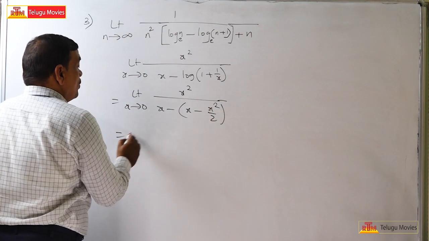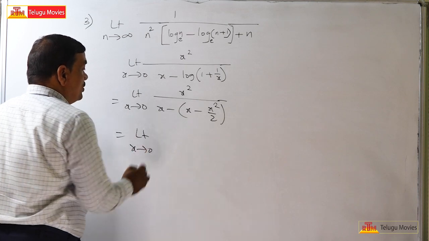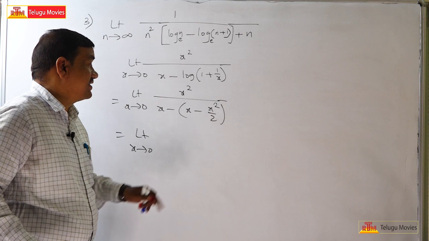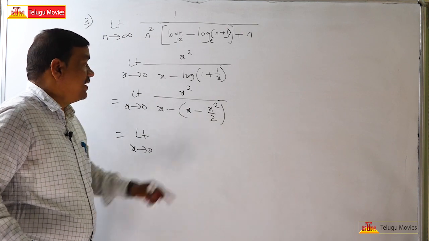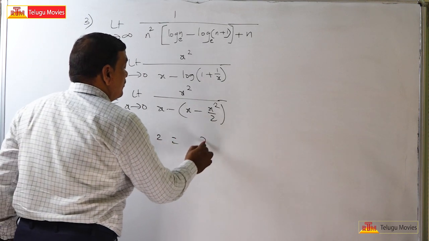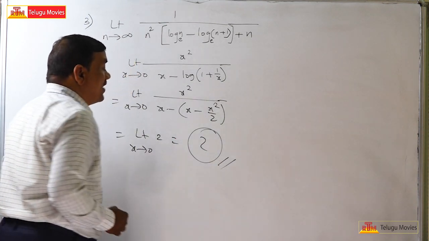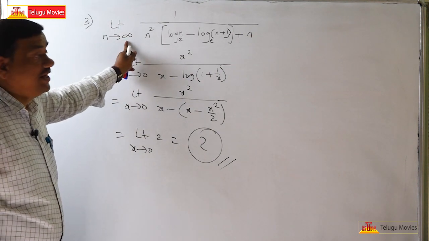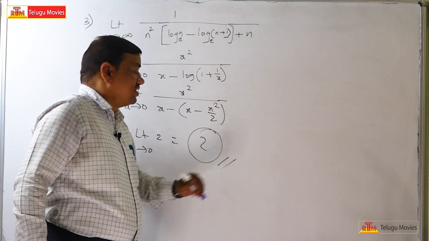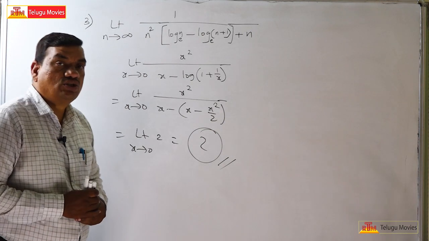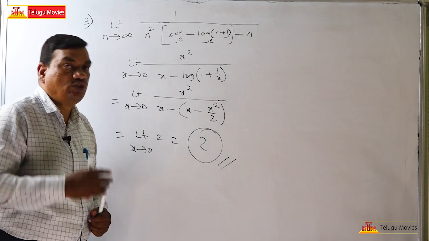So this is equal to limit x tends to 0. See here, x minus x cancel, minus into minus plus, x square cancel, 2 will come. So therefore 2 is the final answer. So the limit n tends to infinity, the value of this function is equal to 2. I hope that you understand this solution. So let us move to the next problem.